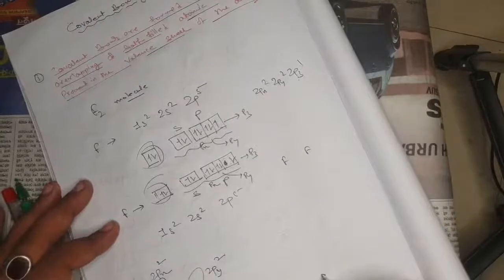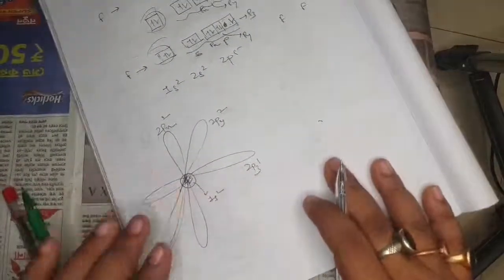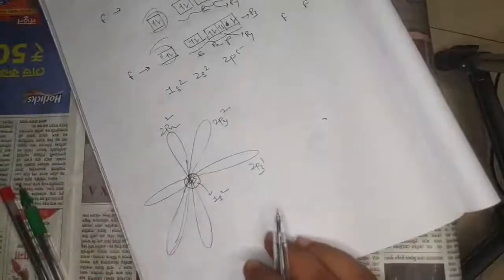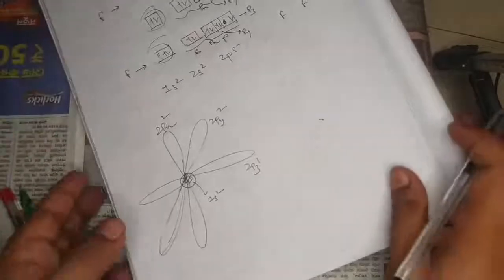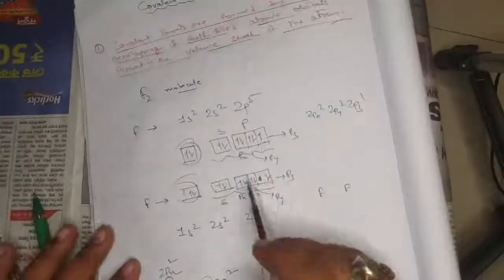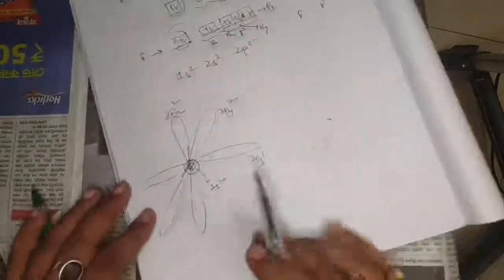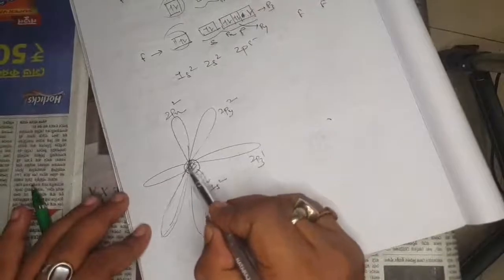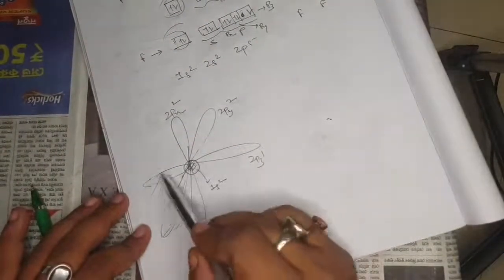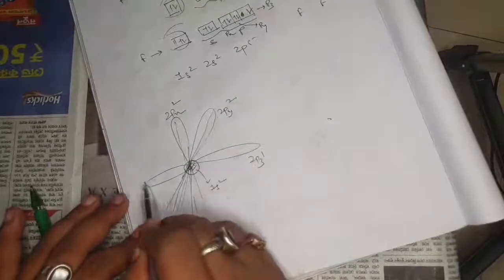So you draw another fluorine molecule. Here is the fluorine molecule. Again, 2px2, 2py2, 2pz1. So here I have drawn, suppose this is the 1s orbital, this is 2px2, this is 2py2, and this is 2pz1. This is suppose the x-axis, this is the y-axis, this is the z-axis.